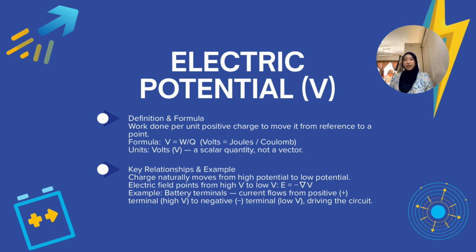Electric potential represents the electric energy available per unit charge. It is measured in volts. You can think of electric potential like the height of a hill. Just as a ball naturally rolls from a higher position to a lower position, positive charge naturally moves from a region of higher electric potential to a lower electric potential. A common example is a battery, where current flows because there is a difference in electric potential.